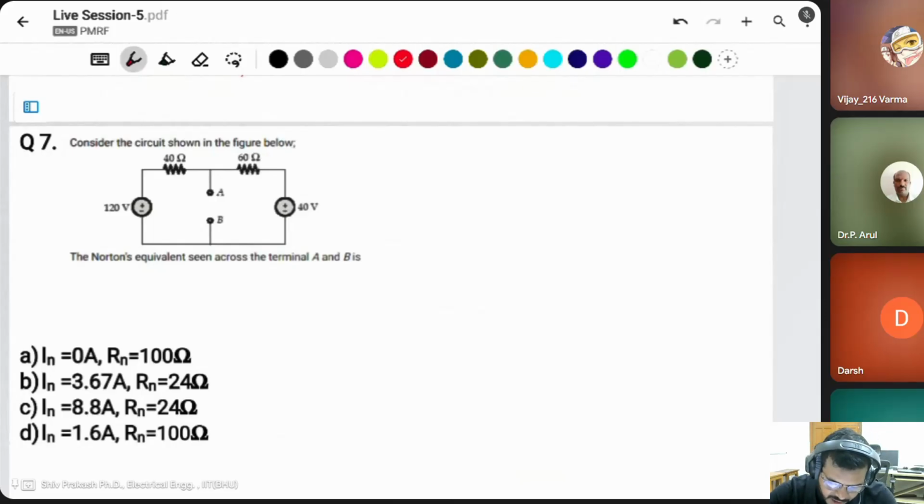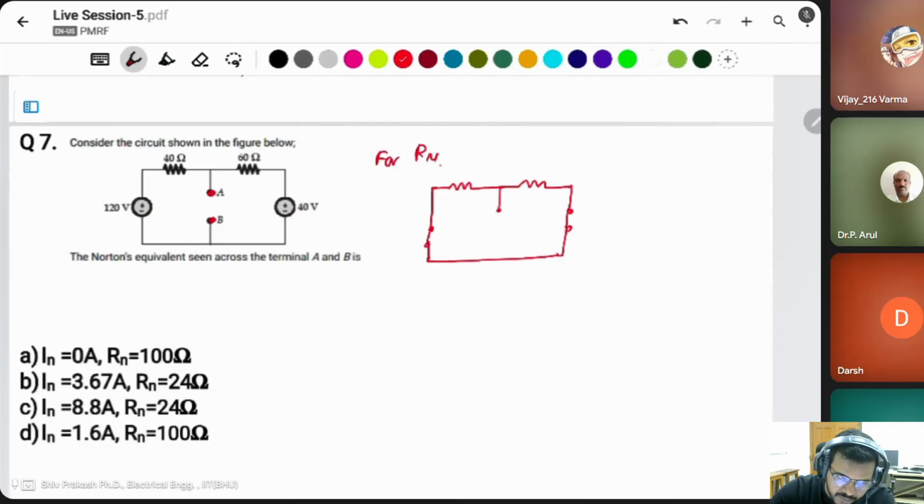The next question: consider the circuit shown in the figure below. Find the Norton's equivalent seen across the terminals A and B. For the Norton's, you know you have to find the open circuit here and find the resistor. For Rn, disconnect the sources. This is a voltage source, so the voltage source will be short circuited.